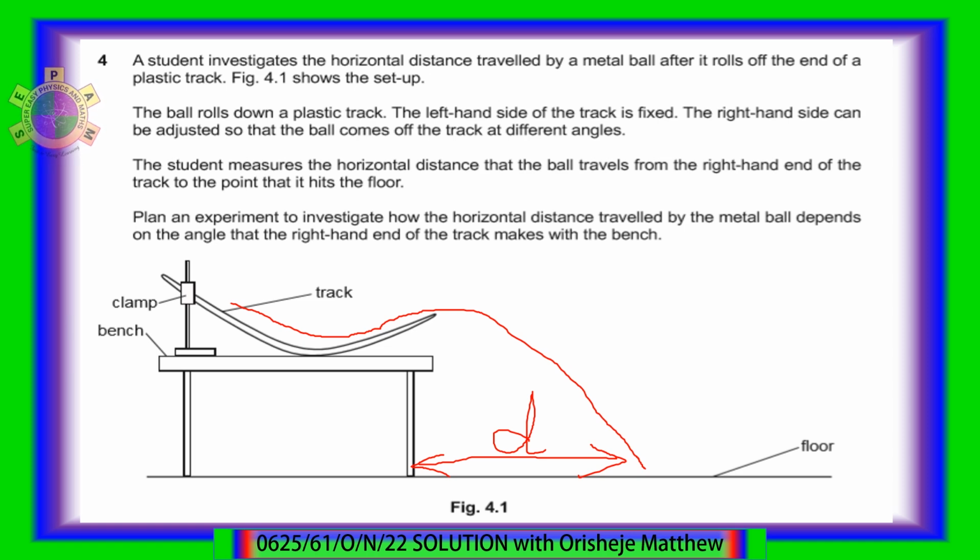Plan an experiment to investigate how the horizontal distance D traveled by the metal ball depends on the angle that the right-hand end of the track makes with the table. So this angle here. So what is the angle that it makes here? So you're going to vary this angle. So let's go into the planning.